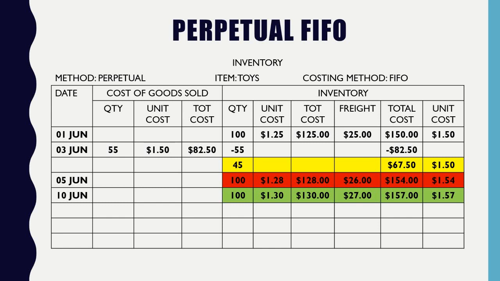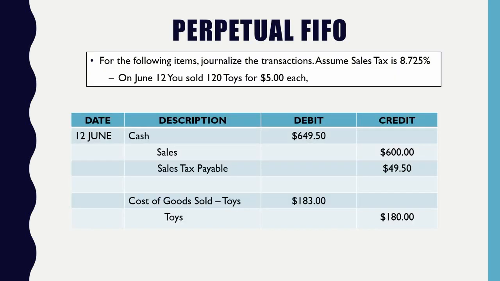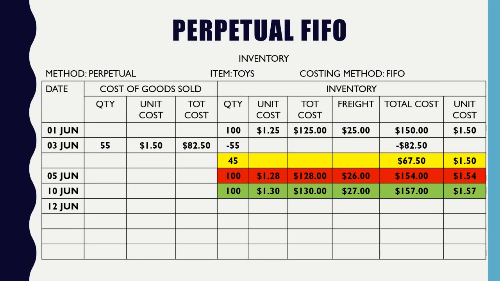Okay? And then now, when we sell the next item, we're going to follow the FIFO method, which is we're going to start from the top all the way down to the bottom. So, on June 12th, you sold 120 items for $5 each, okay? So I've already solved it for you, but I'm going to show you how to do this. So, we sold 120 items, right? Let's look at our batch carefully.